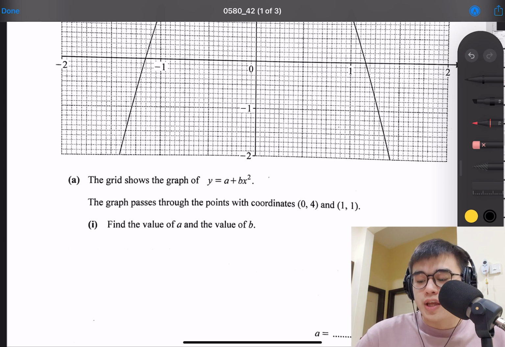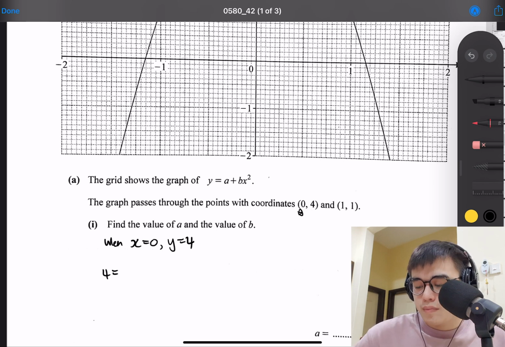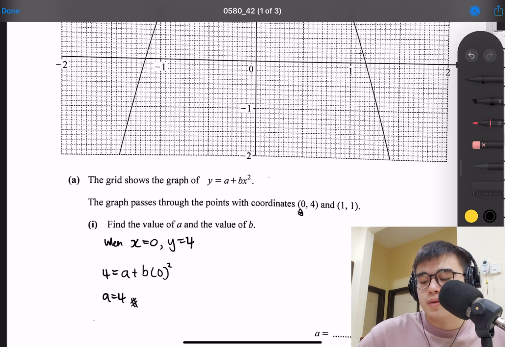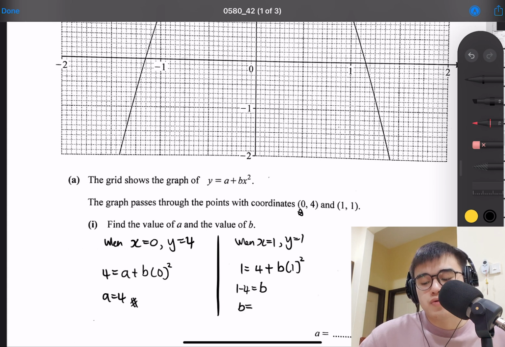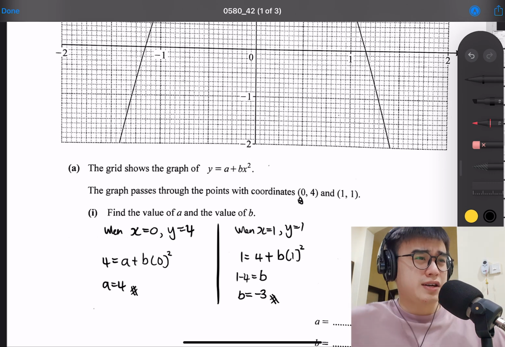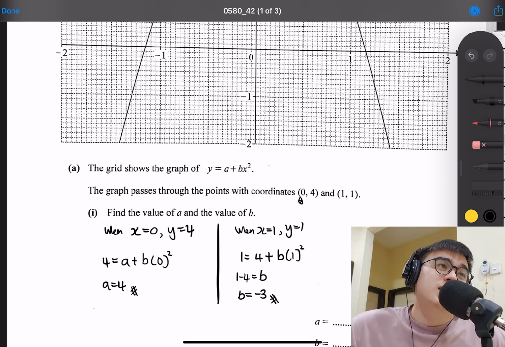I just substitute the information in. When x is 0, y is 4. This is from the first point over here. By filling it up, you should get your answer as a equals 4. On the other hand, when x is 1, your y is also 1 for this. We fill up the information. The a we got earlier was 4 already. So 1 minus 4 equals b. b should be -3 after the complete calculation. So that's how you identify your a and b here. And it's quite a new way that they use to test this. Okay, but it's good. At least they're making changes to the question here.